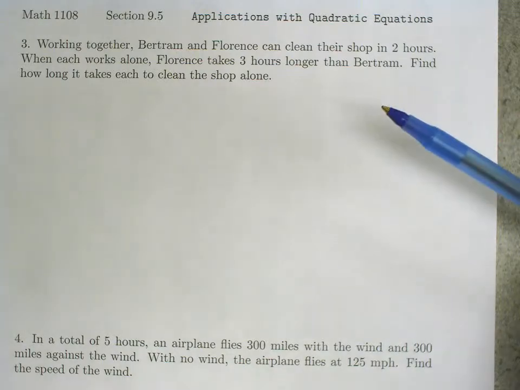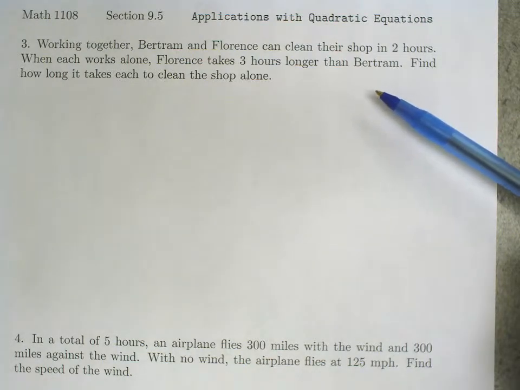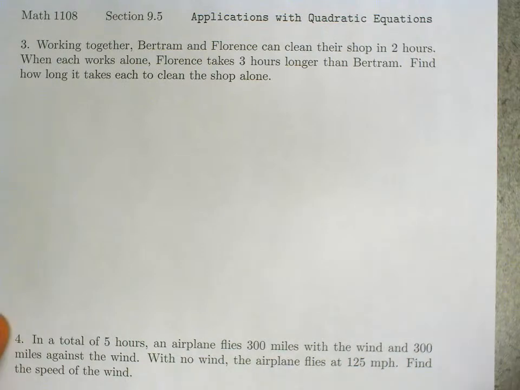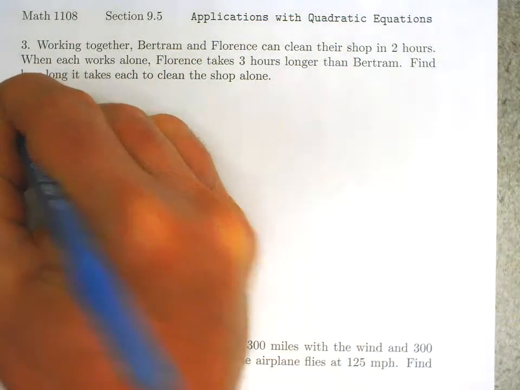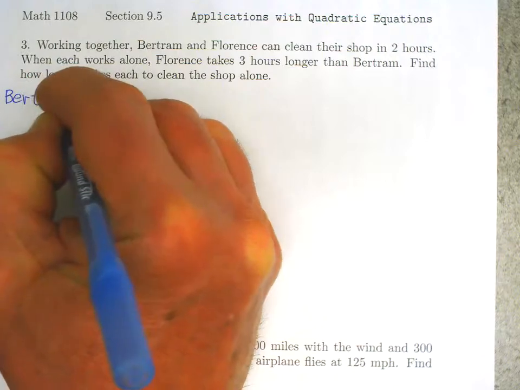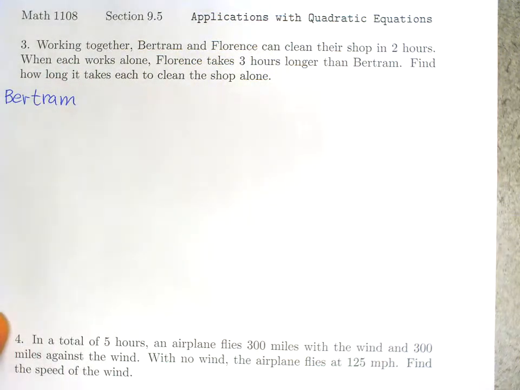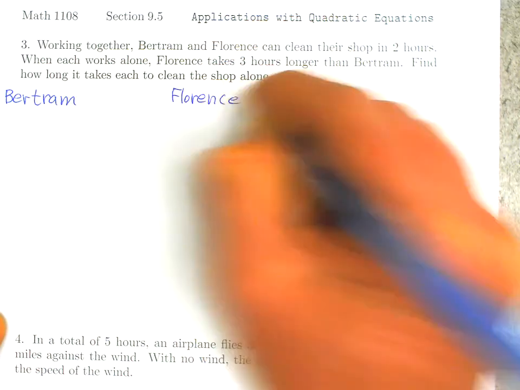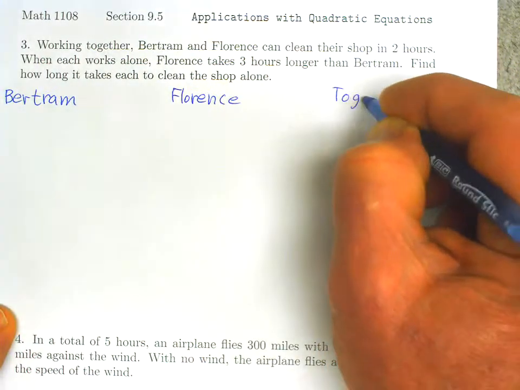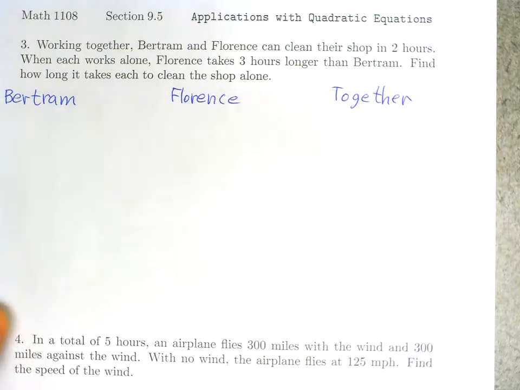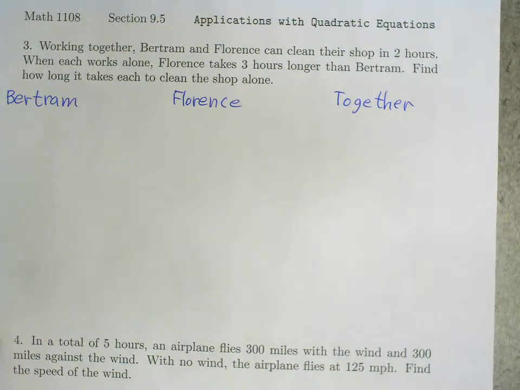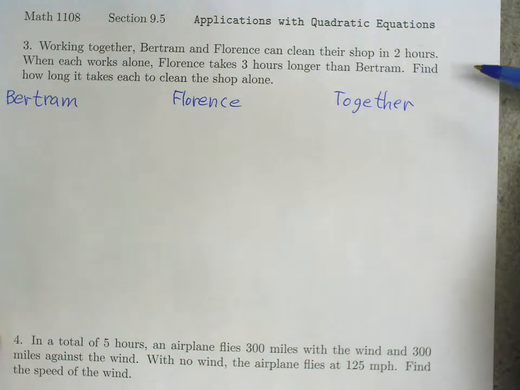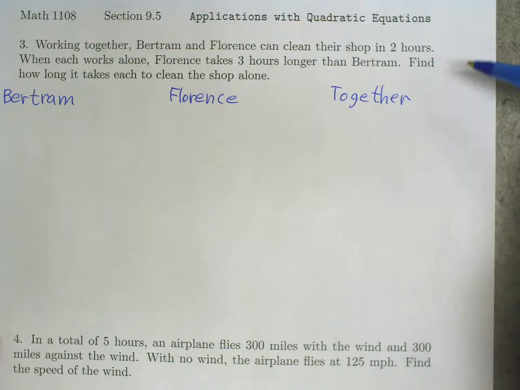Okay, so this is a work problem. Equations have the form rate times time equals 1 for work problems. Okay, so we're going to have three situations. Bertram works by himself. Florence works by herself. And then they work together. Okay, so we're going to do what we've always been doing so far this semester with work problems.